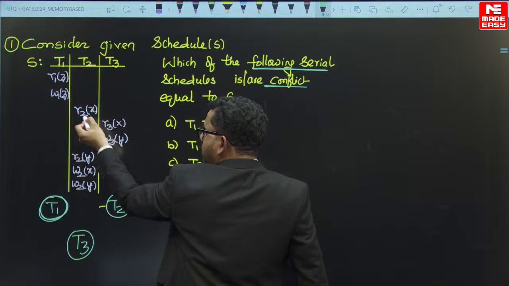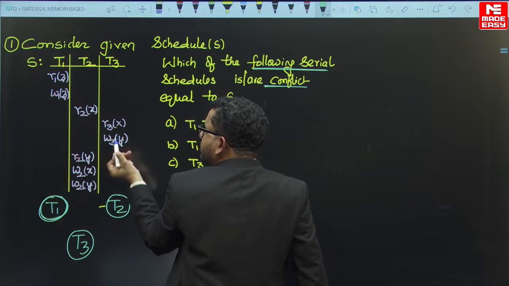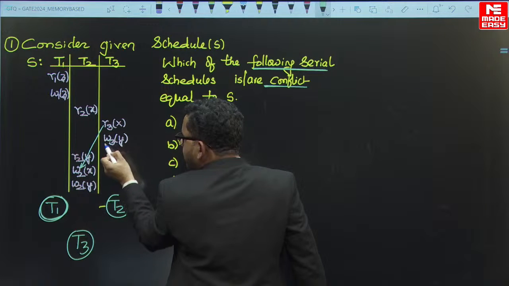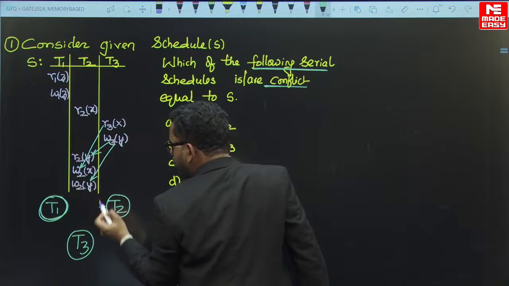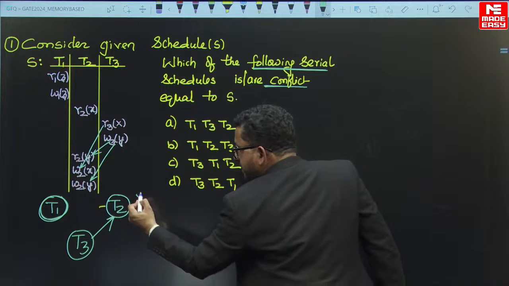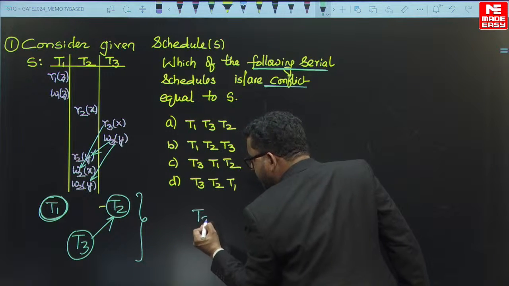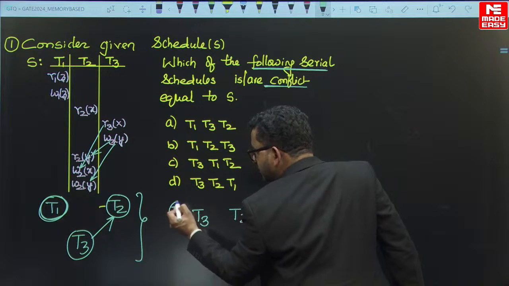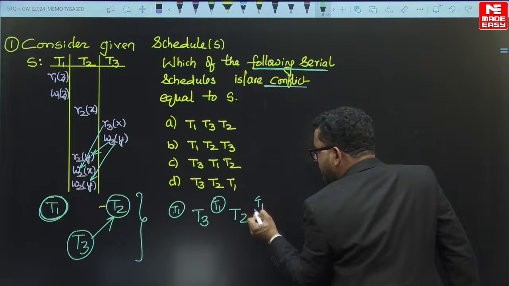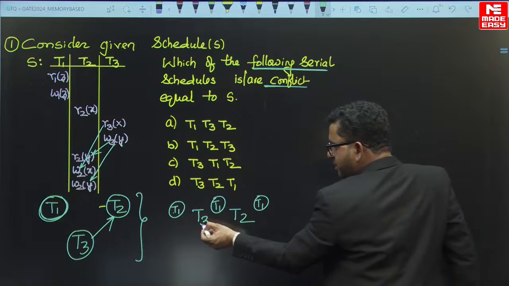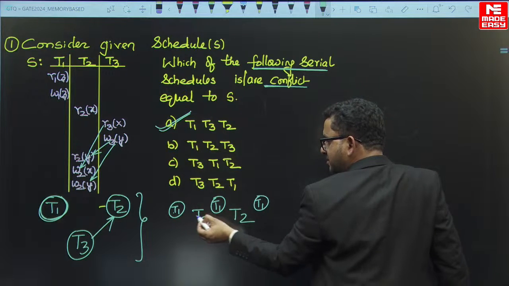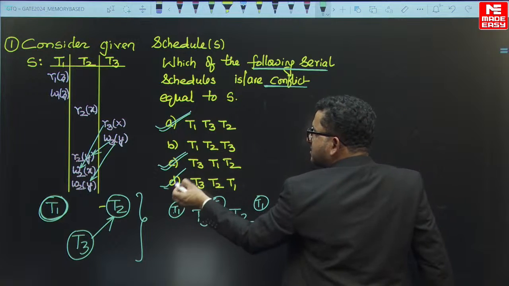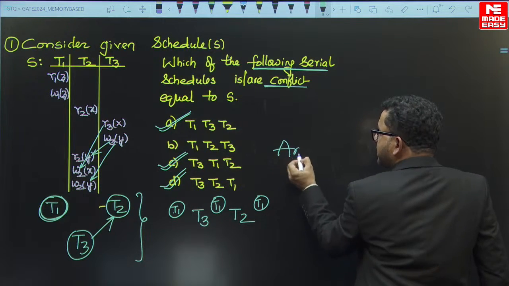The R2X is not a conflict pair, so there is no conflict pair from T2 to T3. The only conflict pair is T3 preceding T2. One edge. So this is the precedence graph. T3 should come before T2, and T1 can be anywhere. T1 can be here, or here, or here. Three sequences. T1, T3, T2 is a correct sequence. T3, T1, T2 is also correct. T3, T2, T1 is also correct. So the answer is A, B, D.